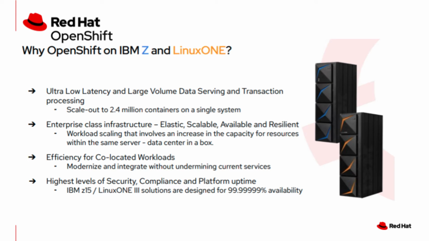Thanks, Michael. IBM Z and LinuxONE provide the security, compliance, and availability customers are looking for in running their enterprise workloads, along with co-located cloud-native workloads. IBM Z and LinuxONE provide the enterprise-class infrastructure in terms of scalability, availability, resiliency, and so on, which customers require as a part of their hybrid cloud journey. For example, customers can run more than 2 million containers on a single platform as a part of their containerization running on top of OpenShift.